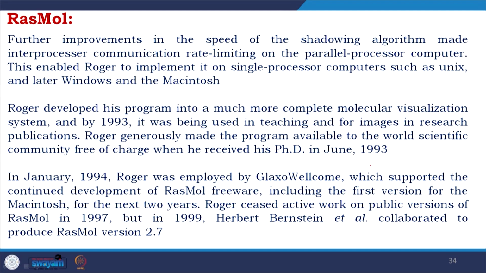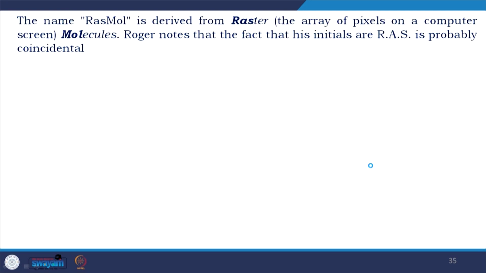In January 1994, Roger was employed by Glaxo Wellcome, which supported the continued development of RASMOL freeware, including the first version for the Macintosh, for the next 2 years. Roger ceased active work on public versions of RASMOL in 1997, but in 1999 Herbert Bernstein collaborated to produce RASMOL version 2.7.